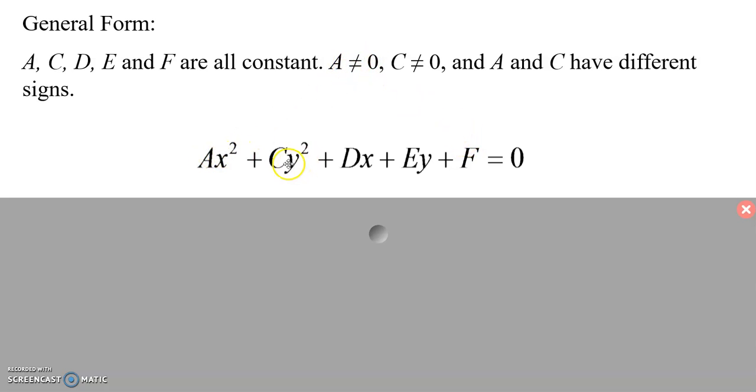However, a and c, these two numbers can't be 0. We have to have both an x squared term and a y squared term. But what makes these different from an ellipse is it's a hyperbola when a and c have different signs. So that's when one of these is positive and one of them is negative. That's what will give you a hyperbola.